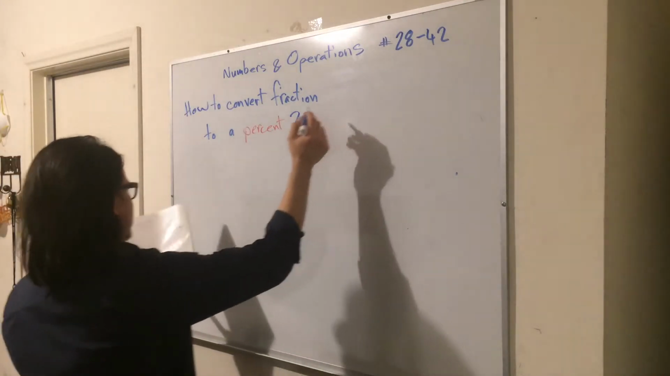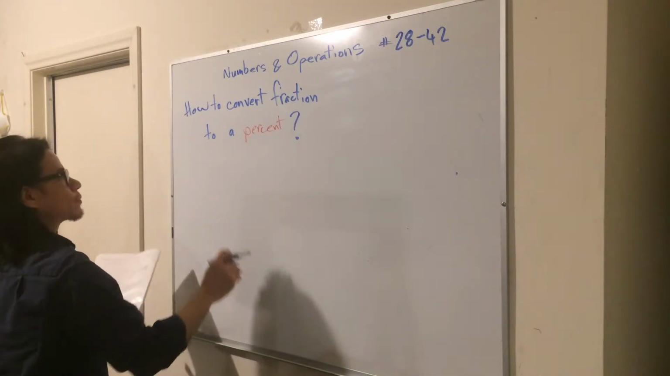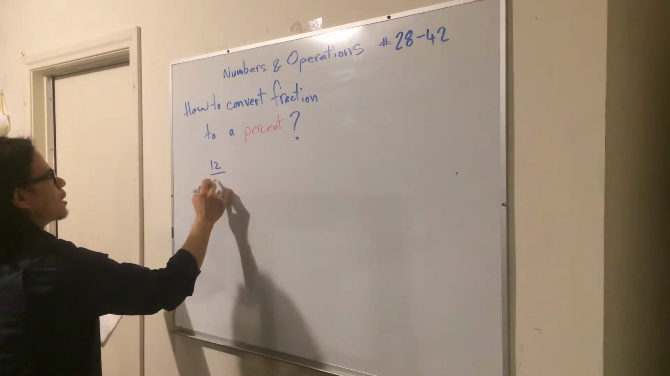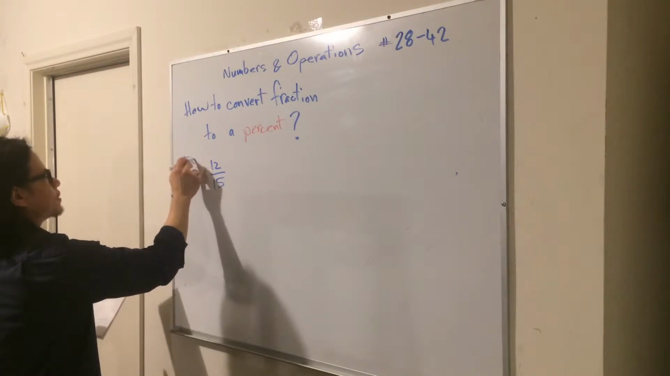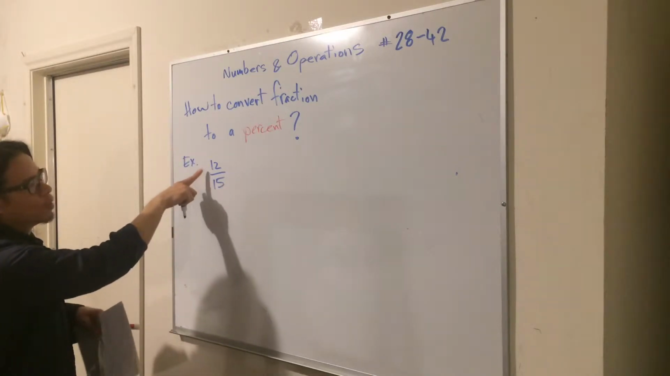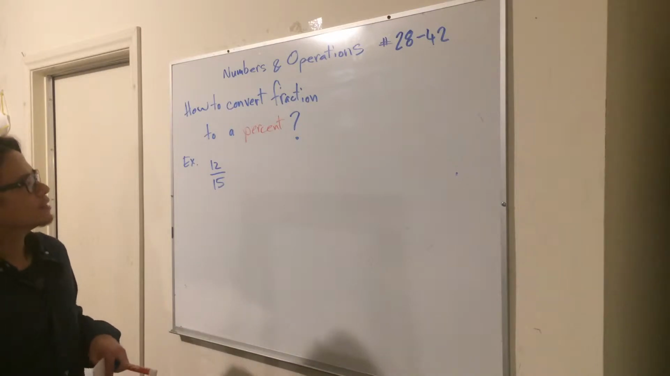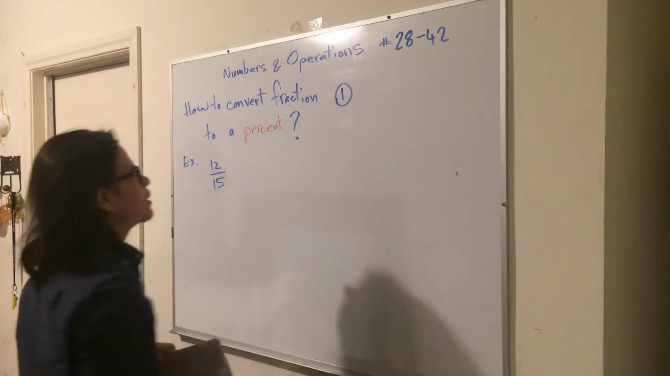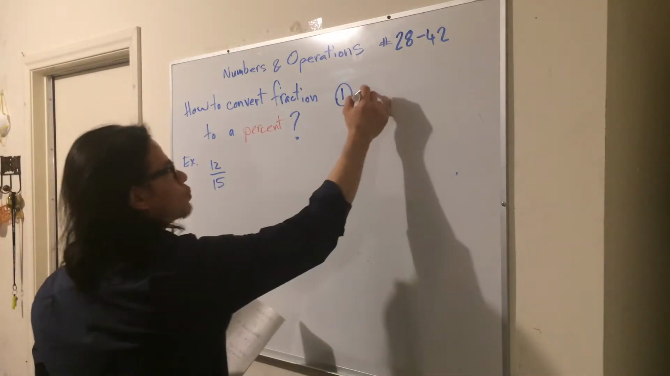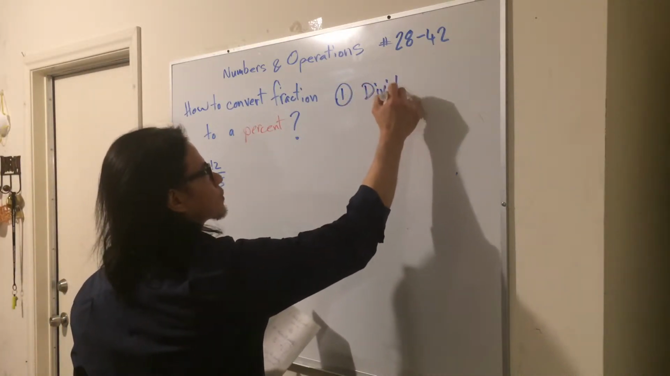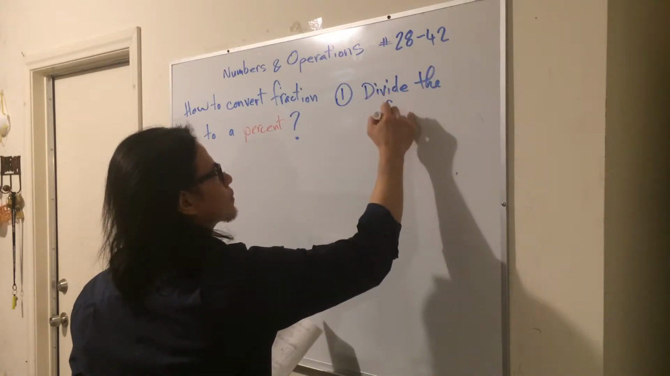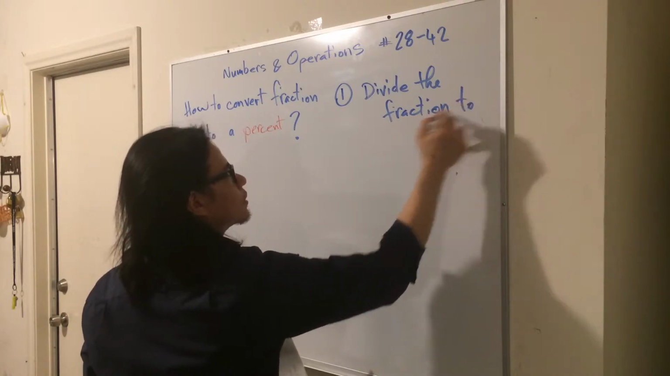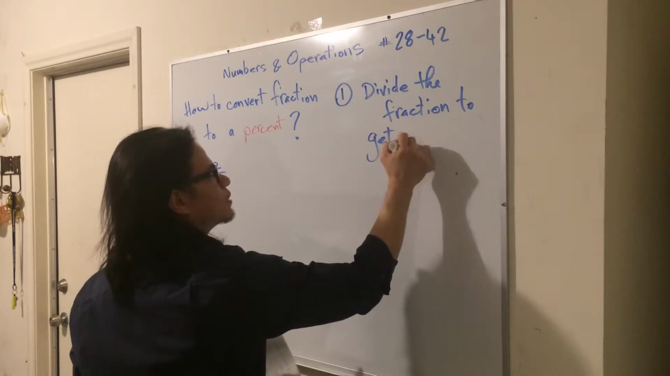Okay, so step one. You know what? I'm going to give you a fraction to look at here. You might want to pause this clip and then see if you can figure this out first on your own. What is 12 over 15 as a percent? Okay, so step one, you would want to divide the fraction to get a decimal number.